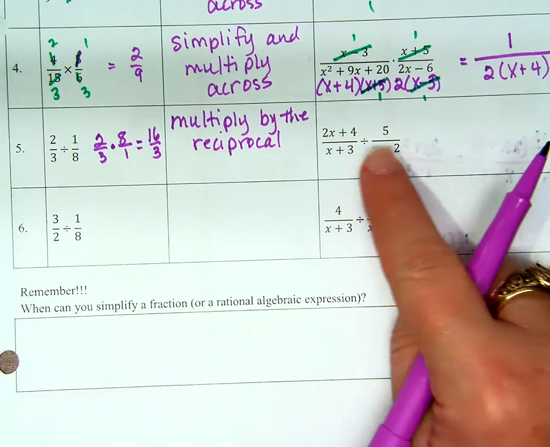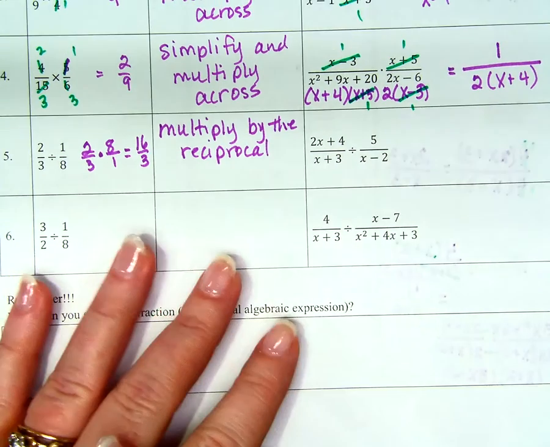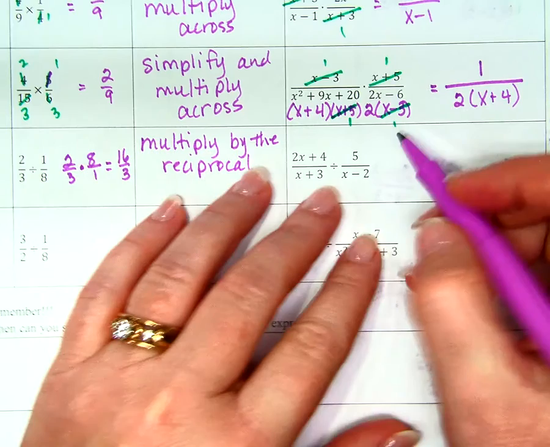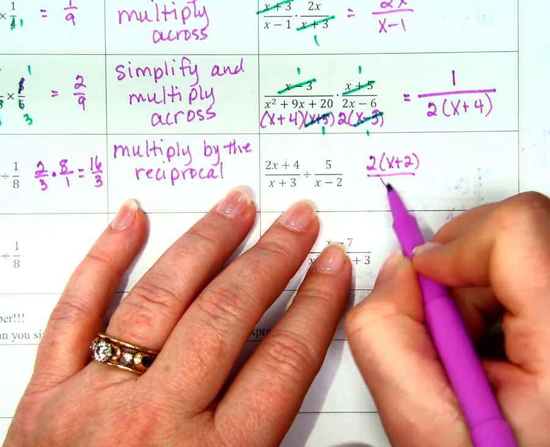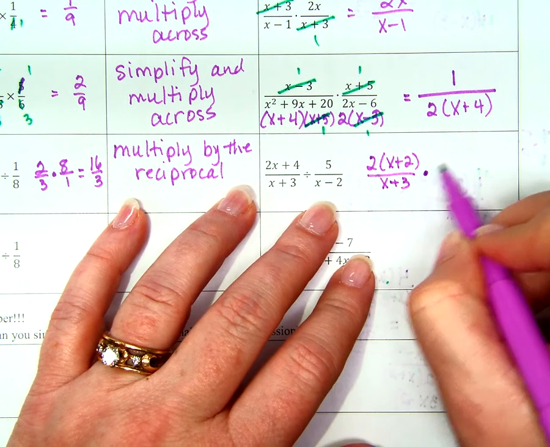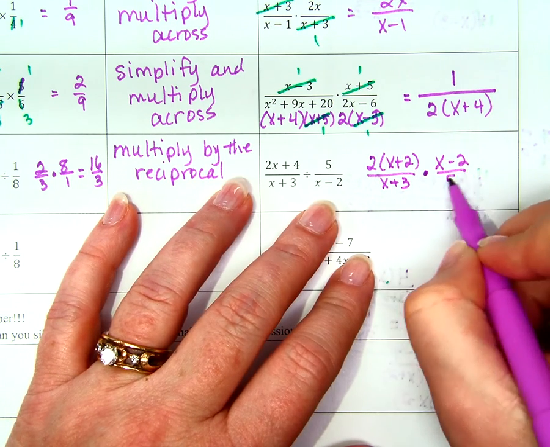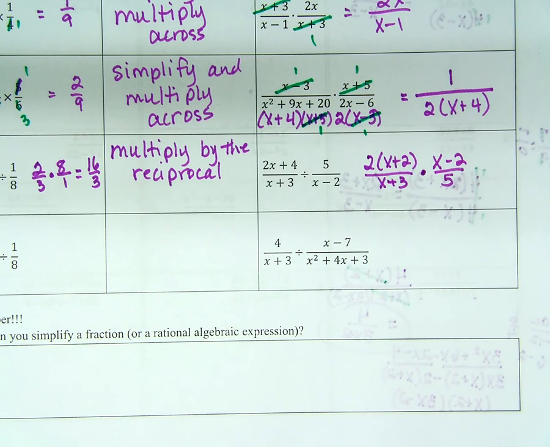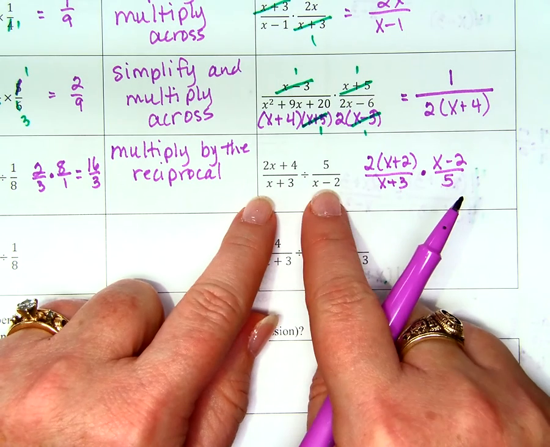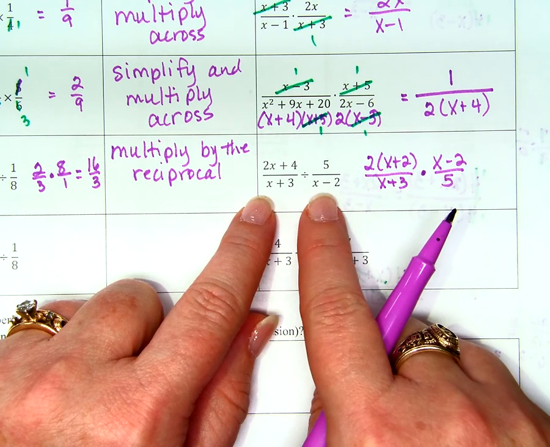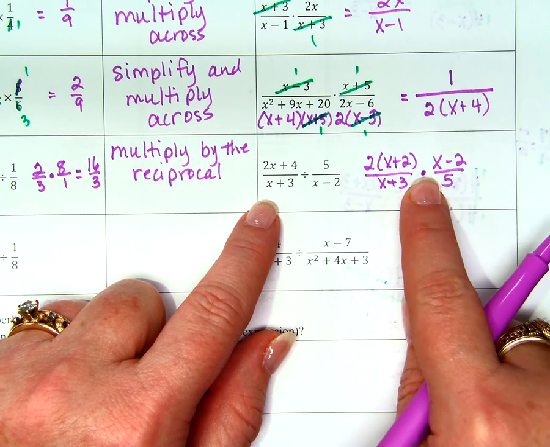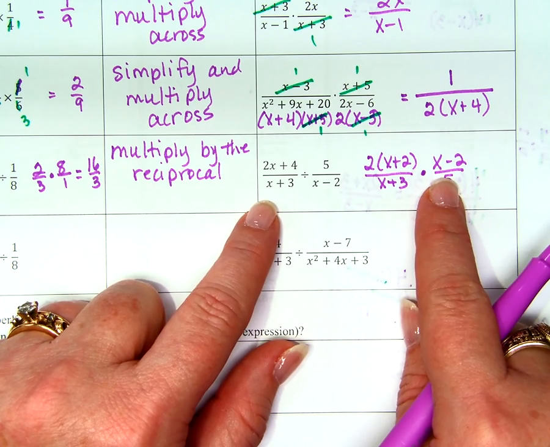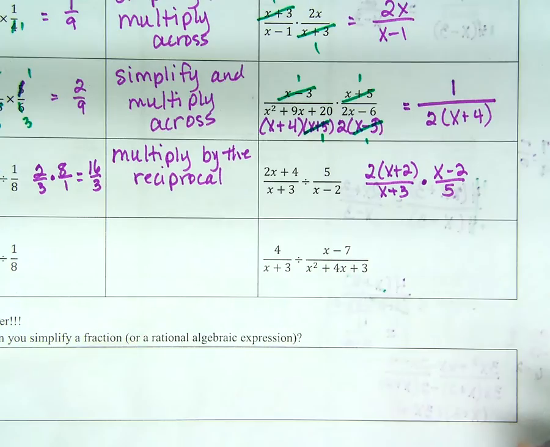Do the same rules apply for rational functions? So this problem is really 2 times (x plus 2) over (x plus 3) times (x minus 2) over 5? Is that what you're telling me? Multiplying by something is the same thing as dividing by its reciprocal? Or dividing by something is the same as multiplying by its reciprocal? Yes. What can I simplify?